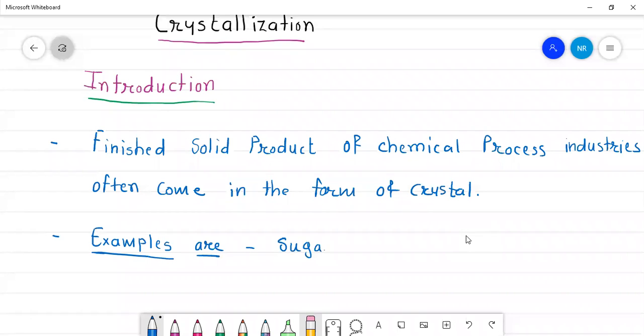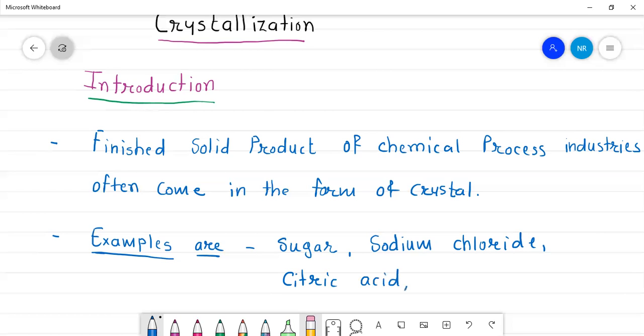sugar. Sugar is a perfect example where finally it is in the form of crystals. Sodium chloride is also in the form of crystals. Citric acid is also in the form of crystals. Sodium chromate. So examples are numerous. There are many examples where final products in chemical industry often come in the form of crystals.